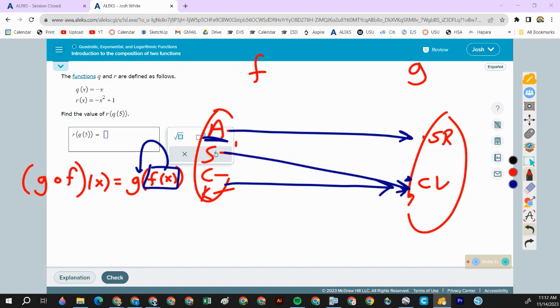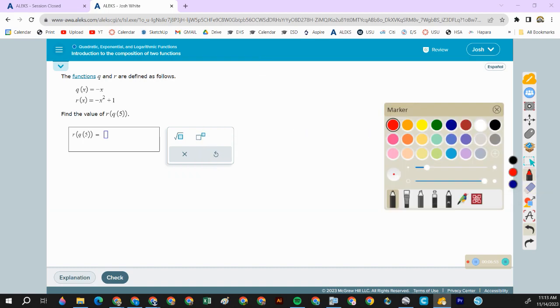So F sends people to cities, and G sends cities to middle schools. G of F sends people to middle schools and cuts out the cities in between. Okay, it's sort of a more efficient way to do it. So this is the name of the function, and this is the instructions on how we do that. Okay, so let's try to make sense of this.